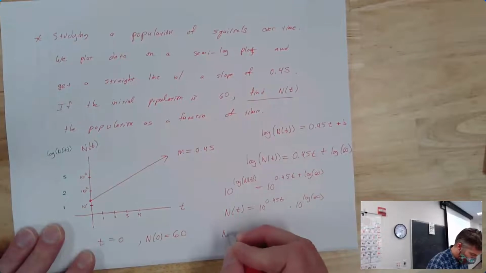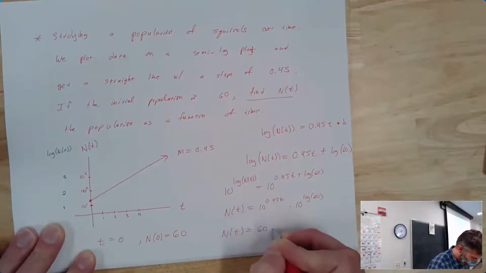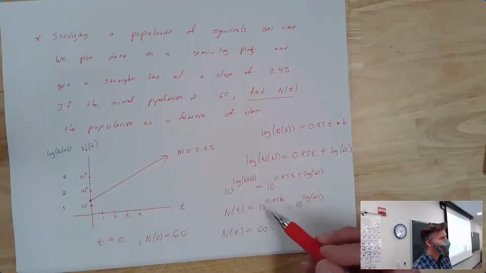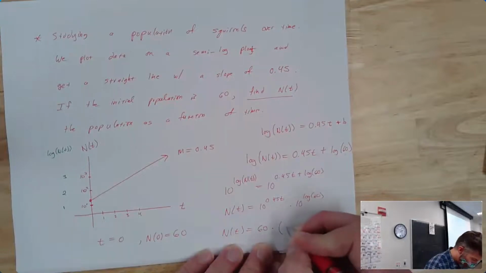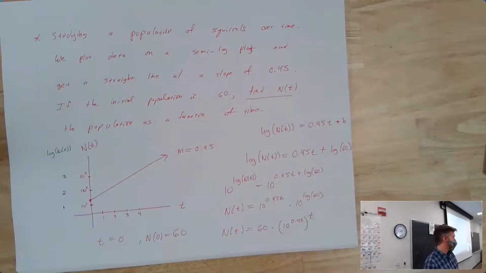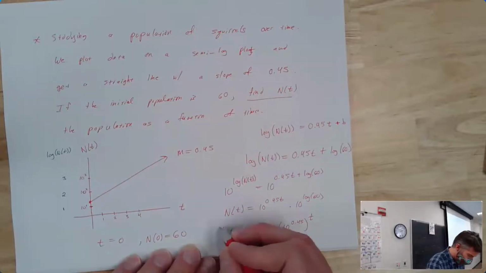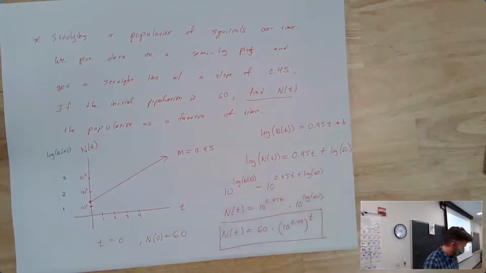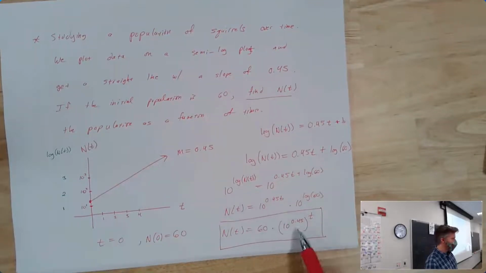So we're going to write this as n of t equal to 60 times, and then usually people rewrite 10 to the 0.45 t as 10 to the 0.45 to the tth power, which is kind of annoying. But now it looks like an exponential function. You have a constant times a base to a power, where the power is the variable. That is the answer we're looking for. I wouldn't worry too much about going from this part to this part, but you will see people write the answer this way, so just be aware.